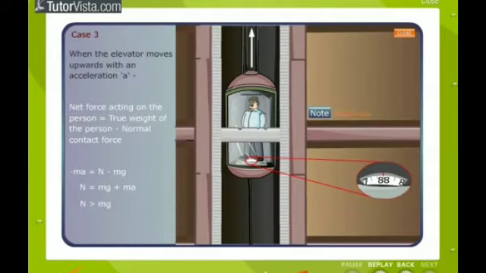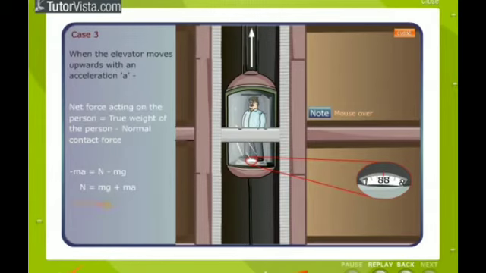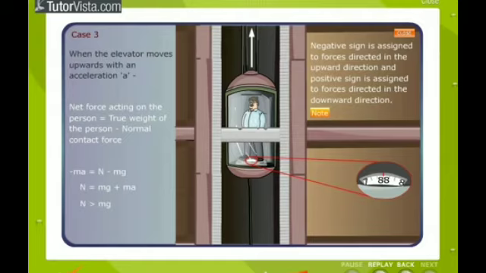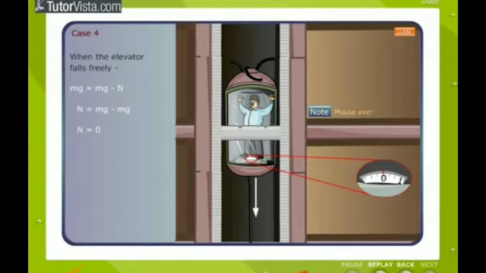Option 3. Let the elevator move up with acceleration a equal to A with respect to the ground. Applying Newton's second law on the man, F_g plus N is equal to ma. So, minus mg j plus N j is equal to ma j. By comparing the components, N is equal to m into (g plus a). Apparent weight of the man is greater than his actual weight.